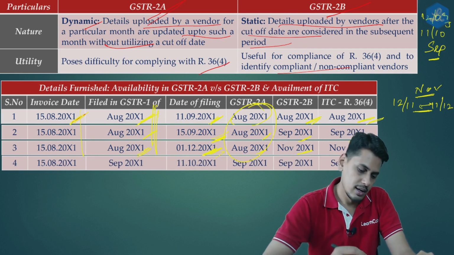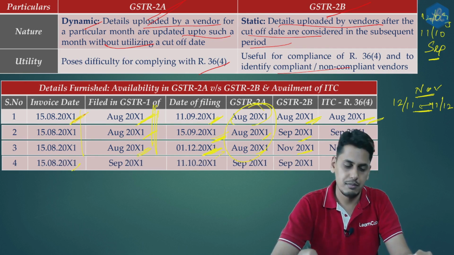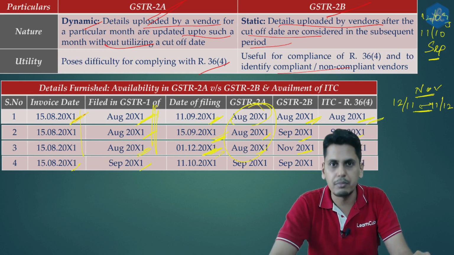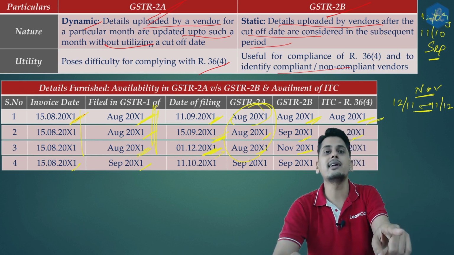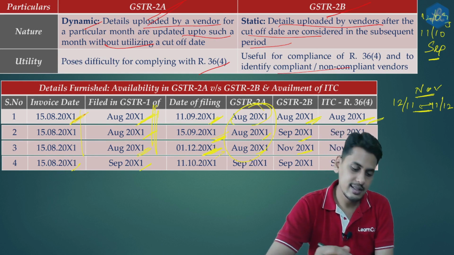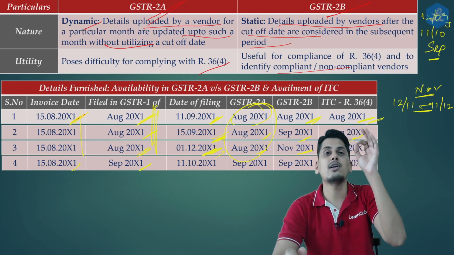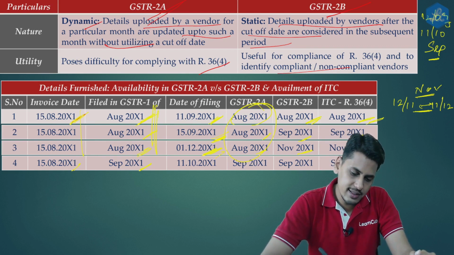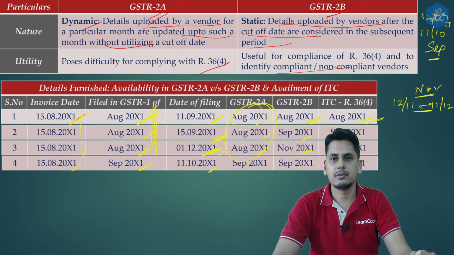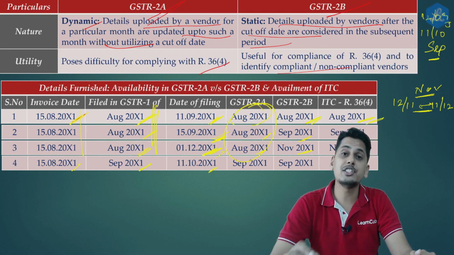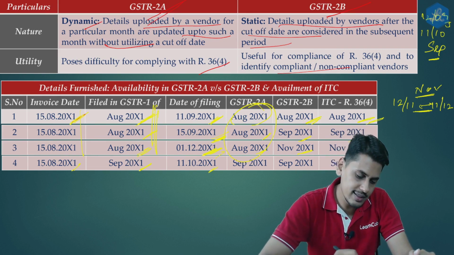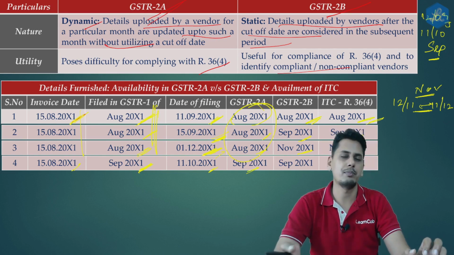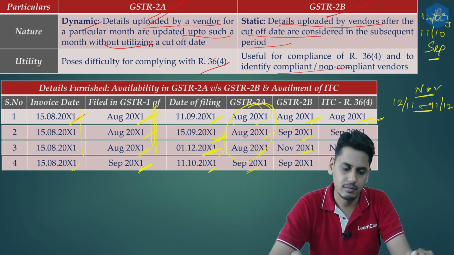Next case, invoice dated 15th of August. But now, this is filed in GSTR 1 of September. This invoice was omitted in GSTR 1 of August. It is now being included in GSTR 1 of September. Date of filing is 11th of October. So friends, in which month GSTR 2A it is going to appear? He has included it in GSTR 1 of September. It would be in 2A of September. It is as simple as that.